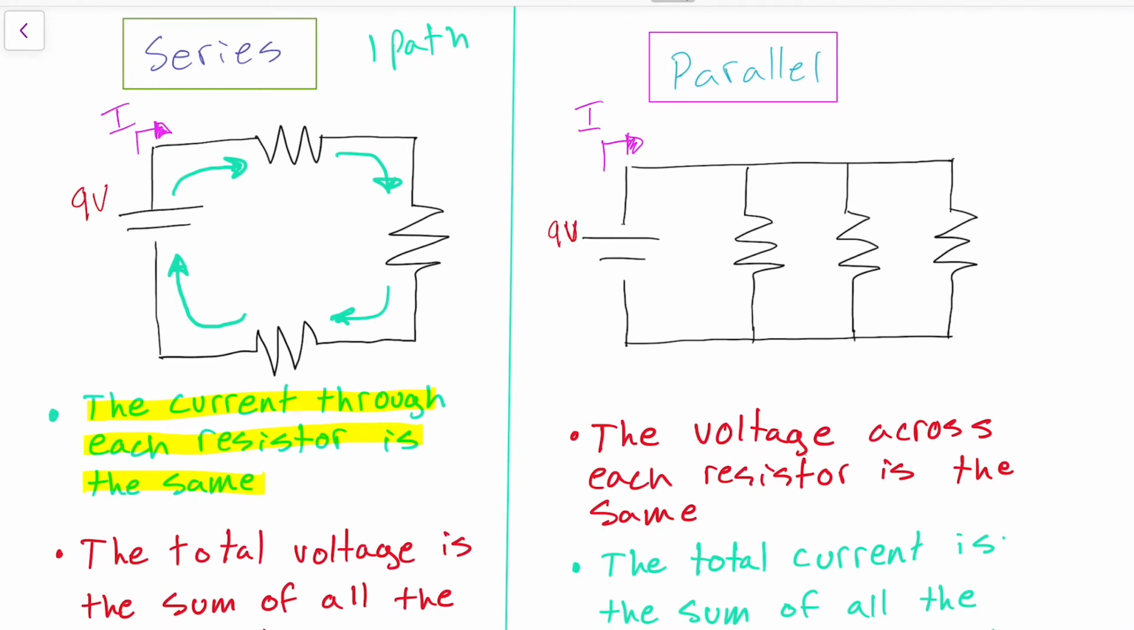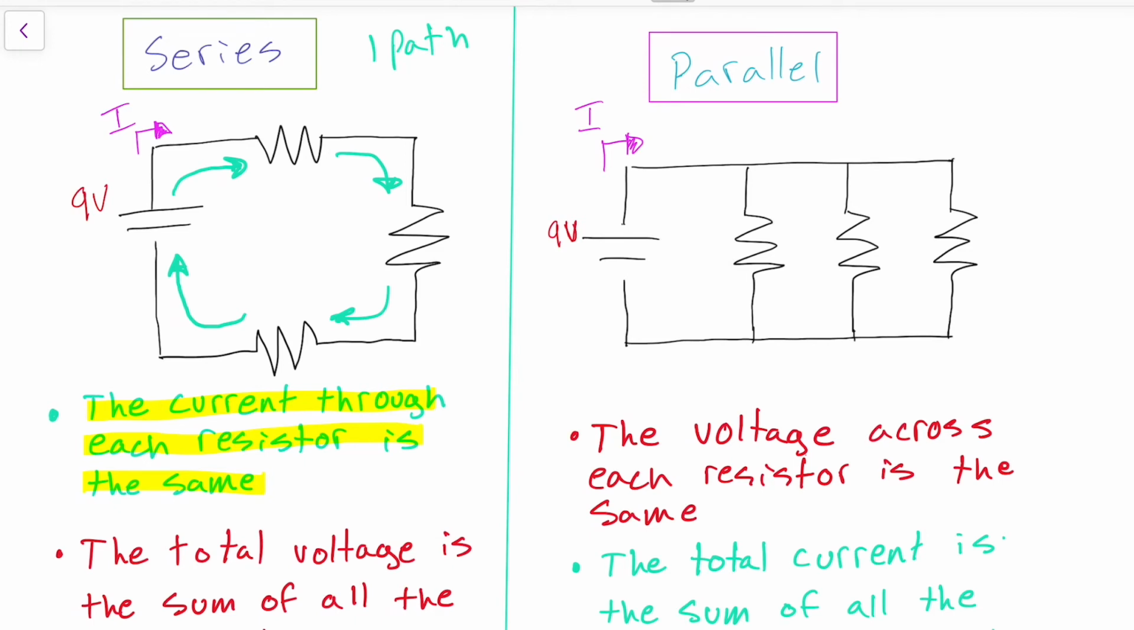Going back to our analogy, all of those cars have to go to each toll booth. That means there's going to be a lot of traffic, but all of those cars have to go through each toll booth, meaning the current through each toll booth or resistor must be the same.